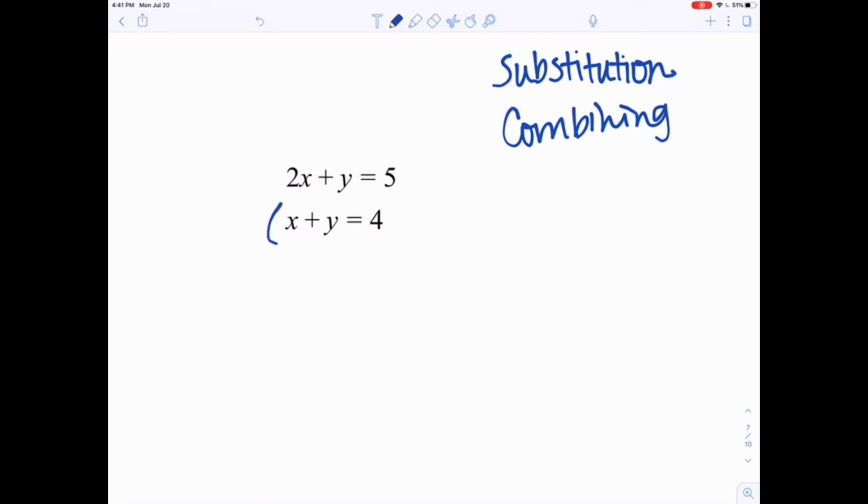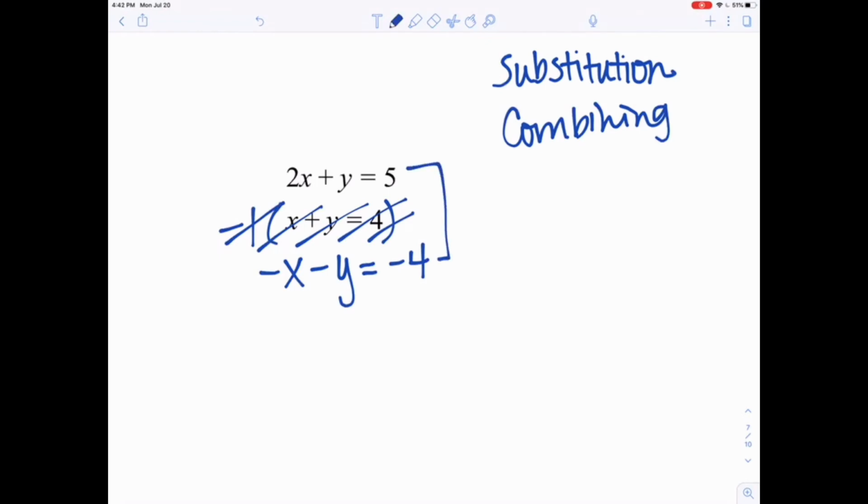Okay, so let me do that then. I'm going to multiply the second equation, the entire thing, by -1, okay? And I'm going to rewrite it. So this becomes negative x minus y equals -4. So now that I've done that, I'm going to cross this out, okay? And now I'm going to combine these two equations, and I'm just going to add them.